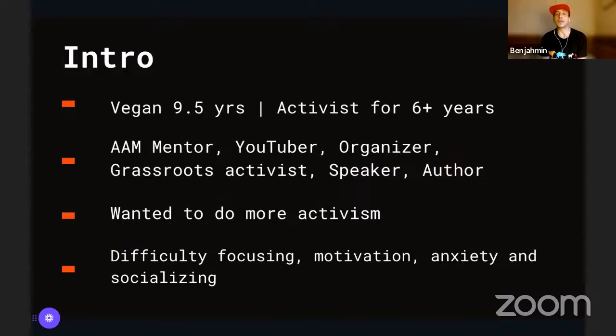I think, like many of us, I feel like we want to do more activism for the animals. Personally, I've struggled with difficulty focusing, motivation, and anxiety in socializing. Things like social anxiety, low self-esteem, and lack of confidence in myself could potentially hinder me from doing more activism.